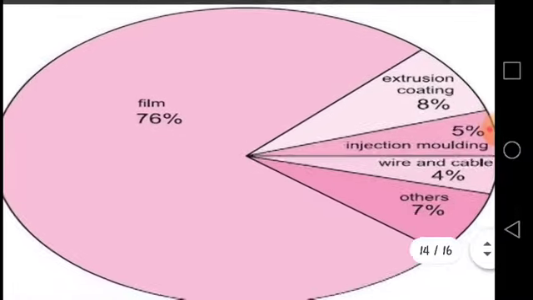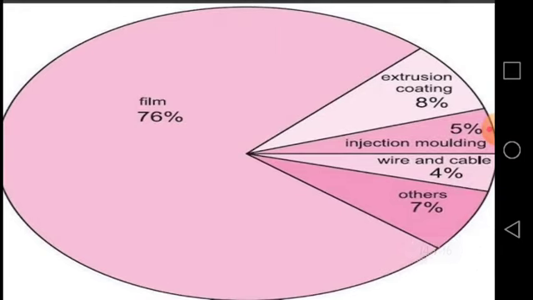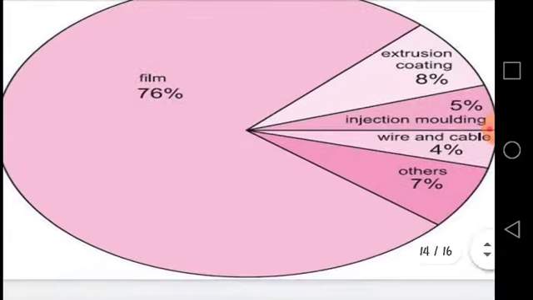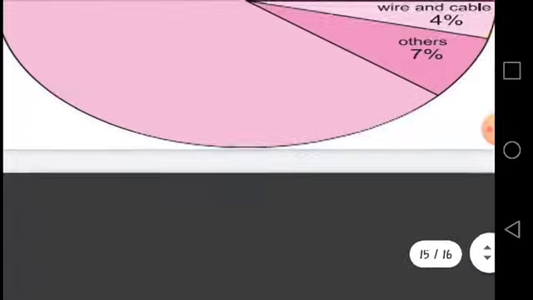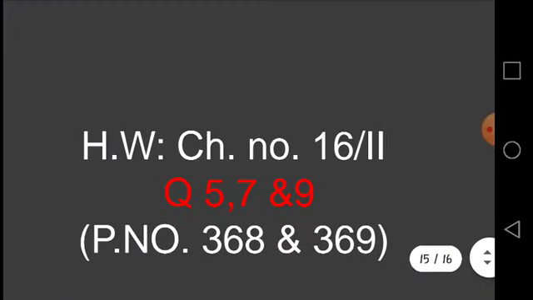76% of polyethylene is used in film making, 8% extrusion coating, 5% injection molding, 4% wire and cables, and 7% other purposes we can use the polyethylene. So you can see from here how important polyethylene is. So this is the conclusion of today's lecture.